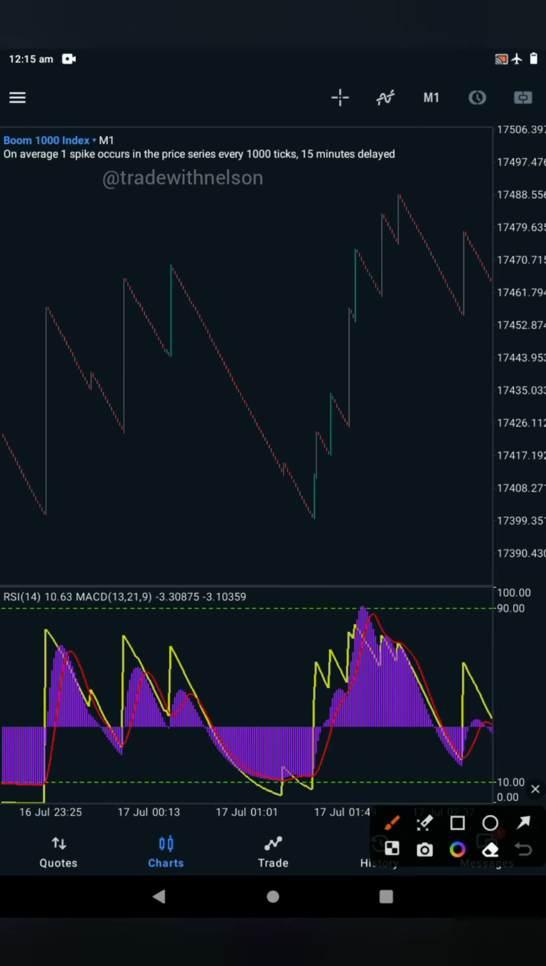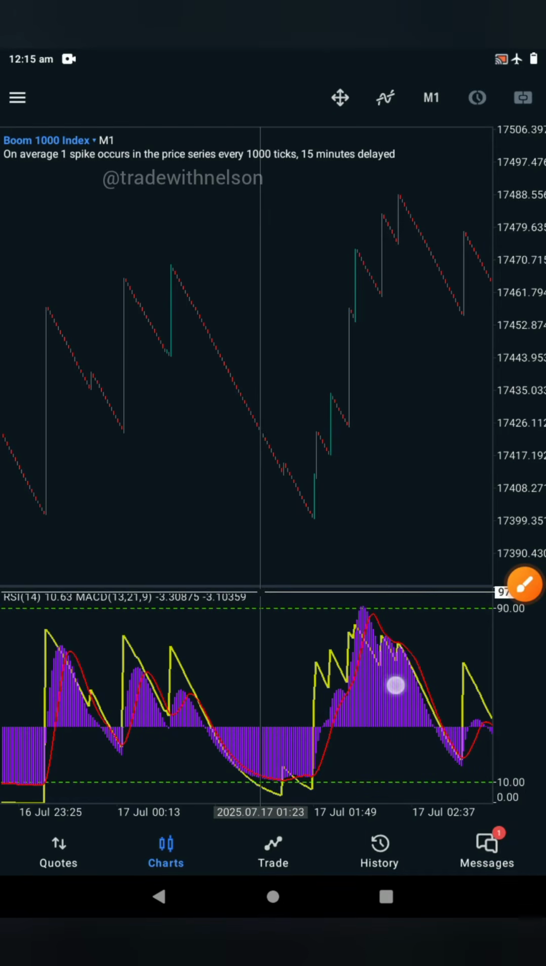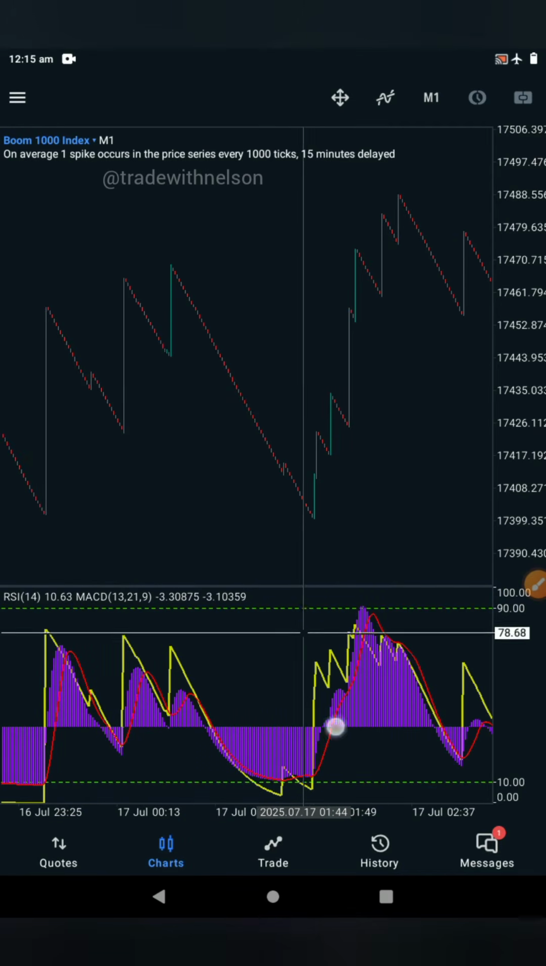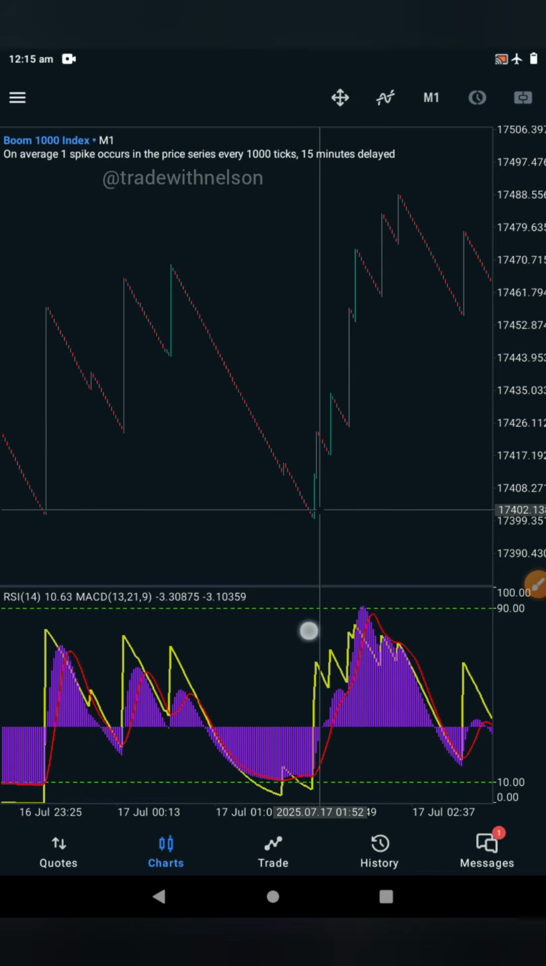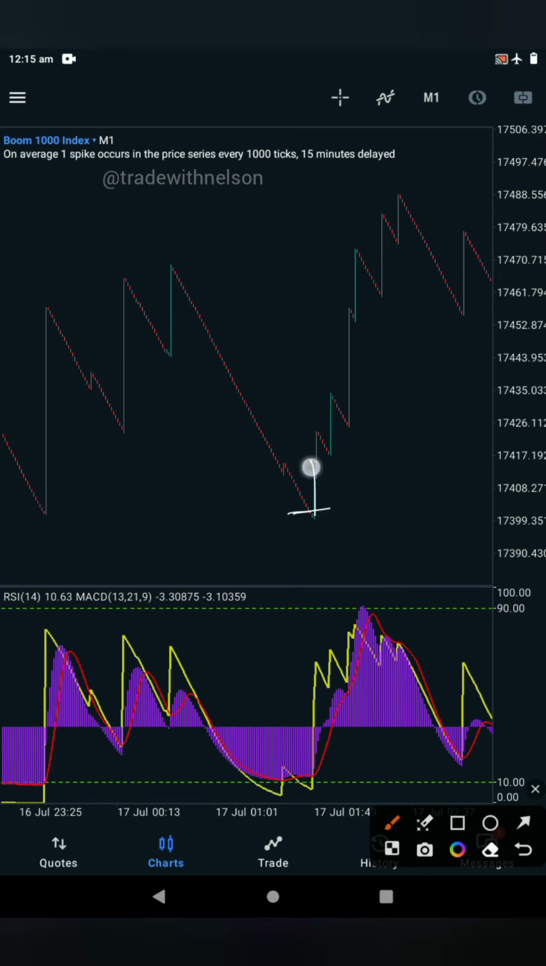After you have the sweep, you want to see this MACD dip into the 10 level, this yellow line dipping into the 10 level. Immediately you have that, you can see the first dip here, but it has not swept this main low over here. This is the second dip that has swept this low. So you enter your buy. You can see that immediately you enter your buy here, the market spikes to break this structure to the upside.